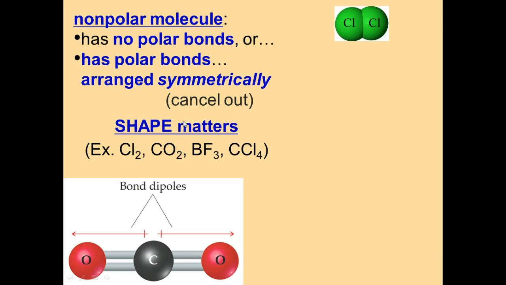And so it's also important to know that shape matters. Or you can have molecules that have no polar bonds, like two chlorines pulling on each other. So if you see a diatomic element, know that it's nonpolar. Or if it has polar bonds like this, but they cancel each other out, then it's nonpolar also.